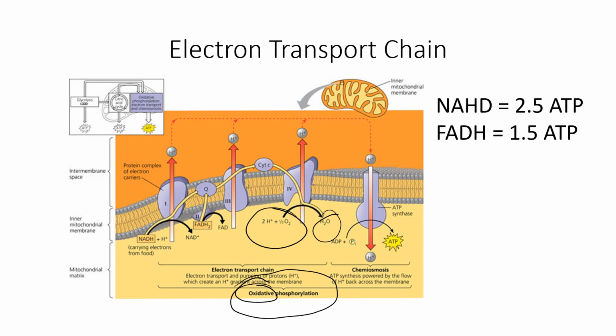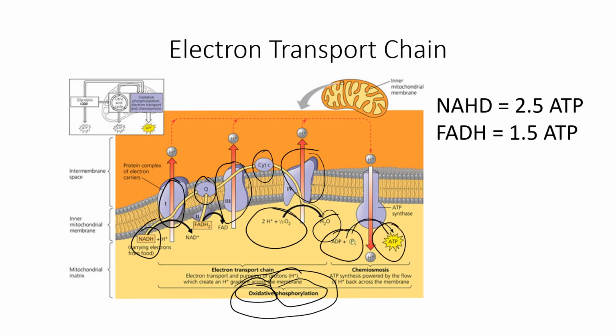Oxidative. There's a whole variety of oxidation reactions, right? NADH is oxidized by complex 1. Complex 1 is oxidized by coenzyme Q. Coenzyme Q is oxidized by complex 3. Cytochrome C oxidizes complex 3, complex 4 oxidizes cytochrome C, and oxygen oxidizes complex 4. So oxidative, right? A series of oxidation reactions that results in the phosphorylation of ADP back to ATP.